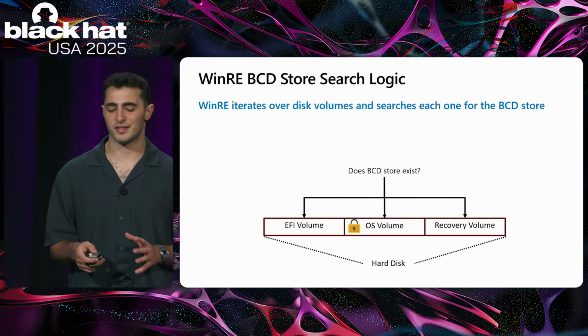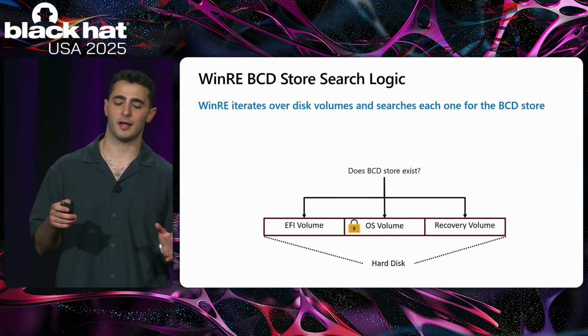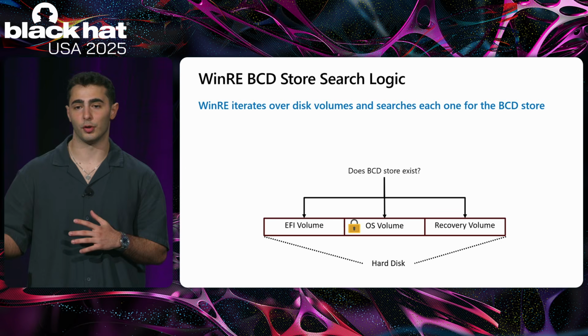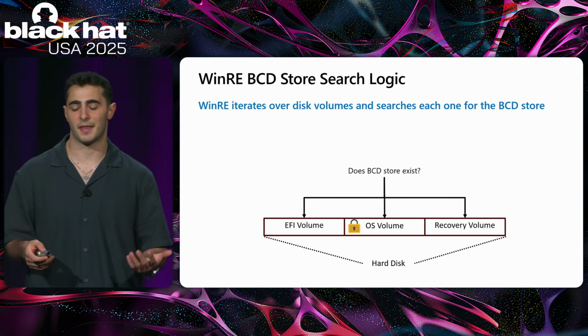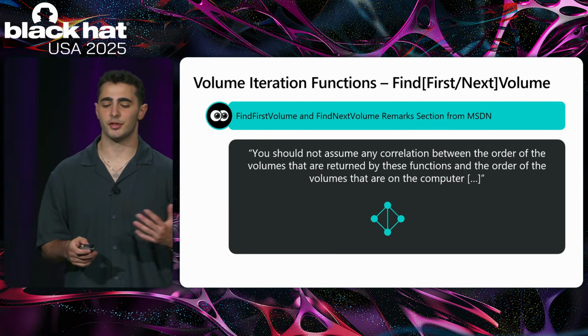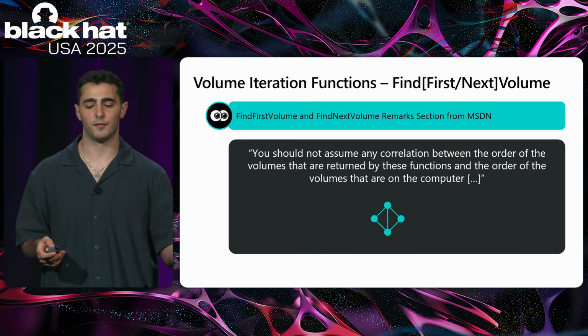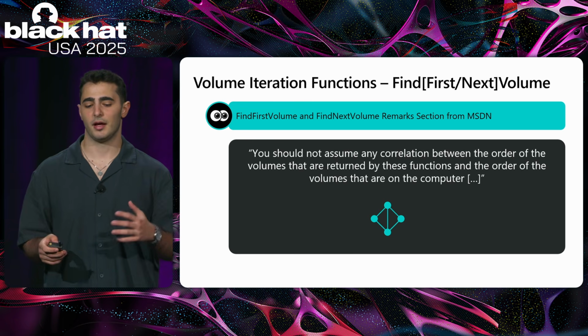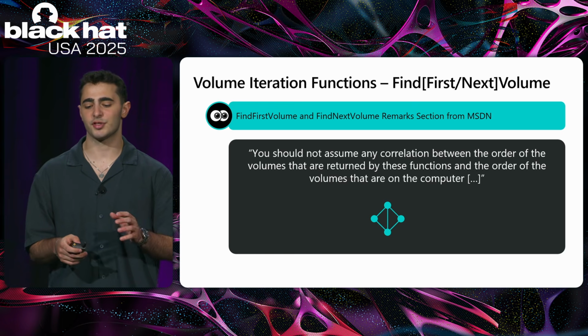And the reason is that only the EFI volume contains the BCD store. So any attempt to locate this store on other volumes could potentially be abused, especially if the other volumes are controlled by an attacker. Internally, the functions that are used to iterate over the volumes are two standard Windows APIs, FindFirstVolume and FindNextVolume. And notably, the remarks section of these two APIs highlights a very interesting point.